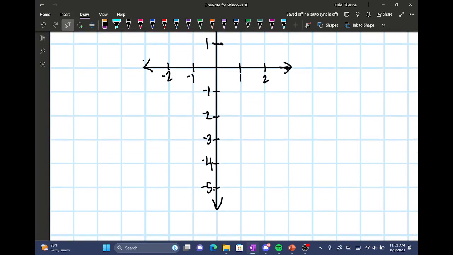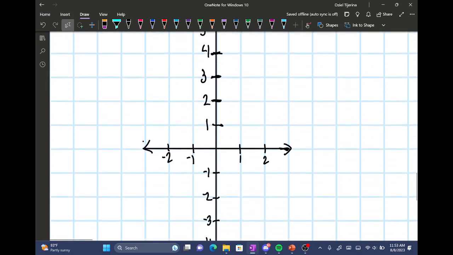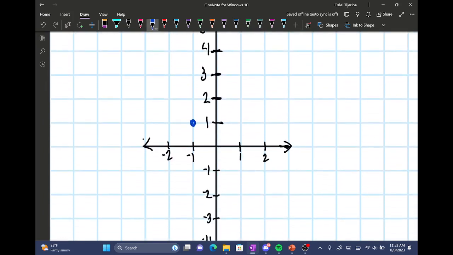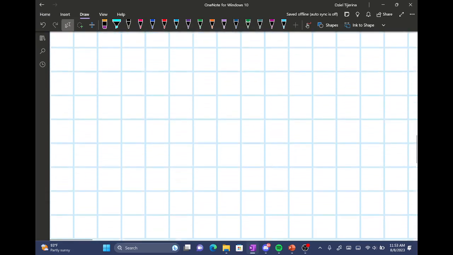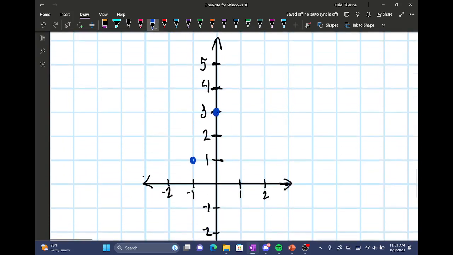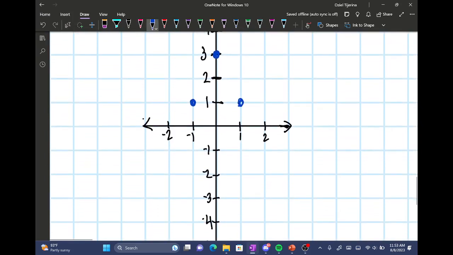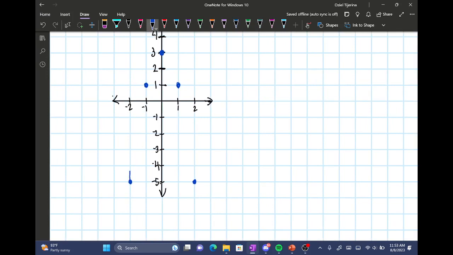The first one we're going to plot is -2, -5. It's going to be about right over here, and let me do it in blue. We're going to put it right here. And then we have -1, comma 1, so we plot it right here. And then 0, comma 3, which is right here. And then 1, comma 1, and 2, comma -5. Then we're going to draw a smooth curve through the points.